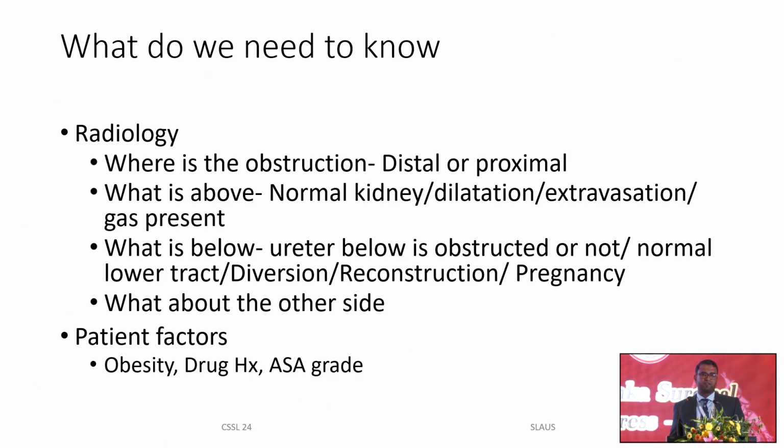Is the lower tract normal, or is the prostate obstructed? Is any reconstruction work being done in the lower tract, or is the patient pregnant or not? What about the contralateral kidney? Whether it is an atrophic kidney, whether it is a smaller kidney, whether there is an obstructing stone on that side also. Patient factors, again obesity, history of drugs, and performance status or ASA grade.